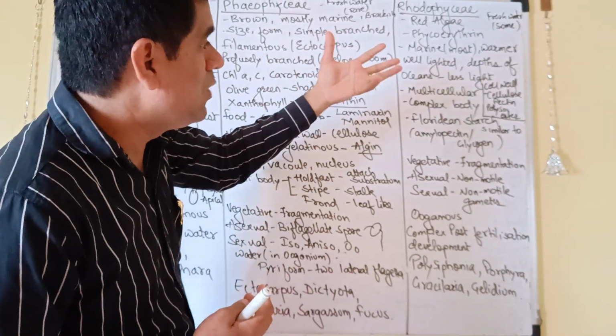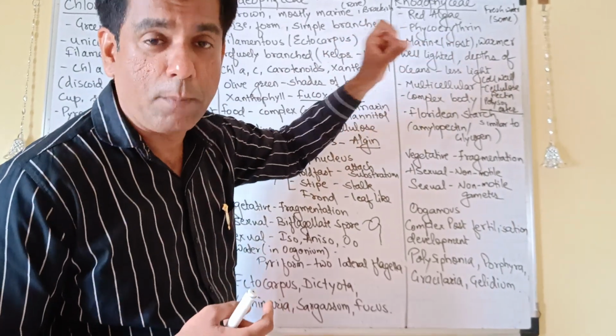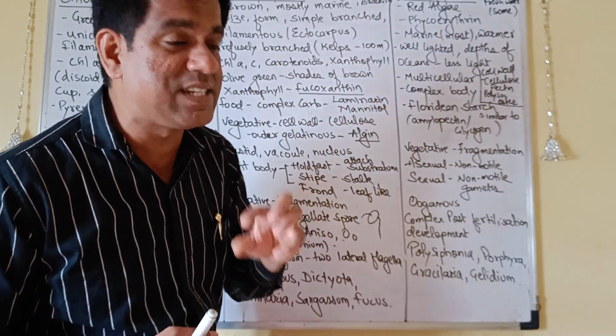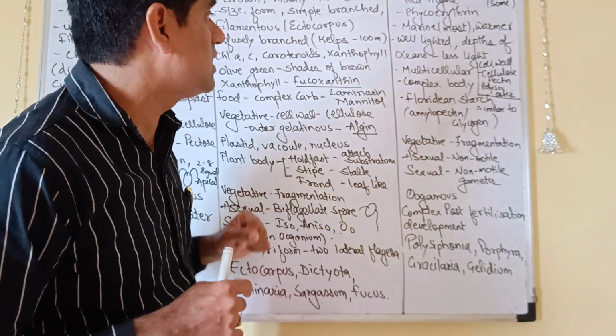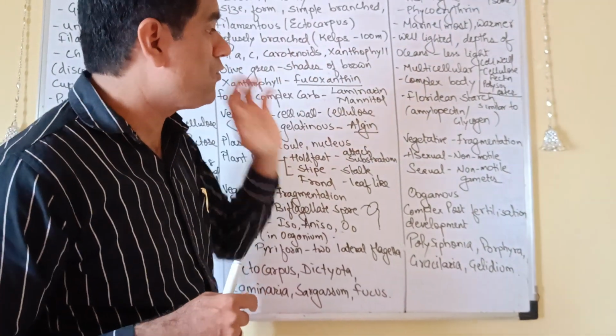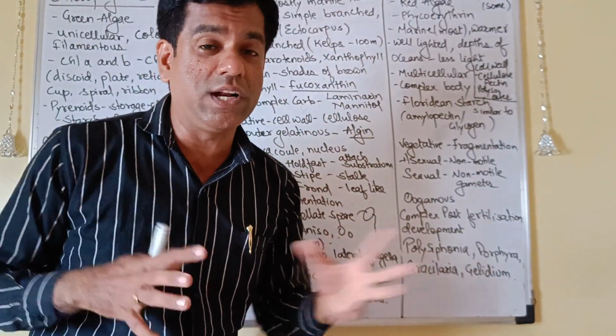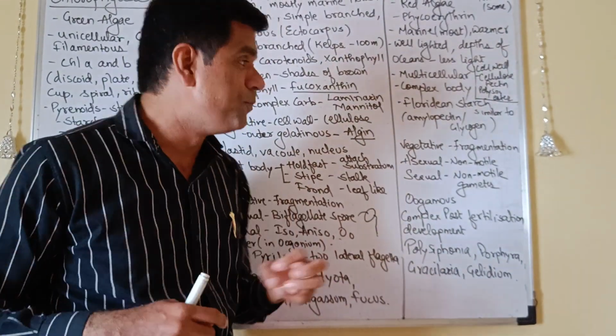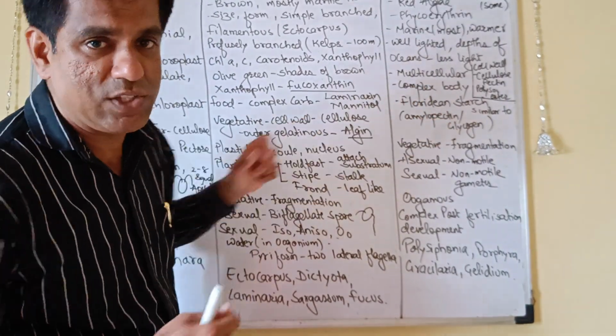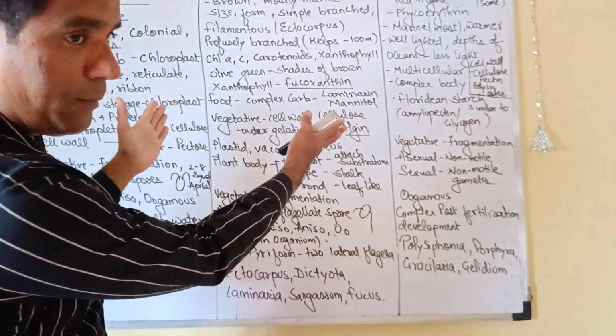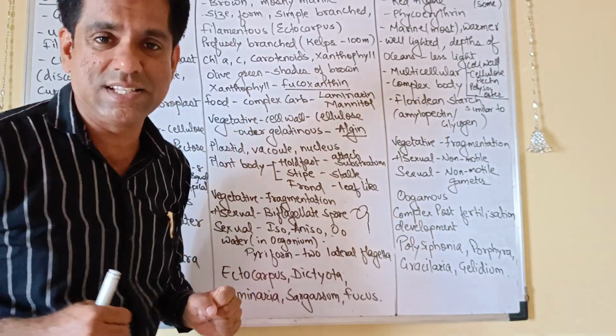They have a cell wall made of cellulose, pectin and polysulfate esters, a characteristic feature of these algae. They store food in the form of Floridean starch, which is more similar to your amylopectin or glycogen, the more branched one. So that is your Floridean starch. Here it was starch, here it was laminarin starch, and here you have Floridean starch.